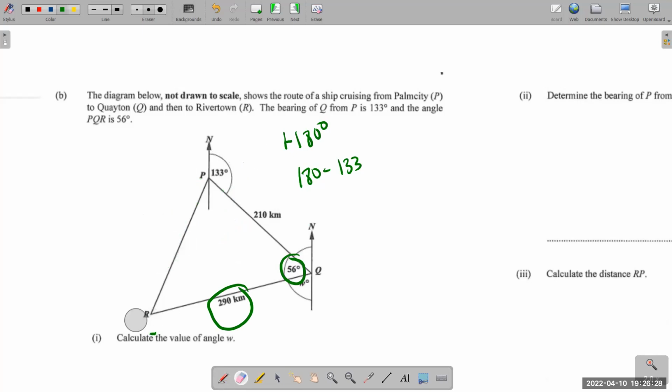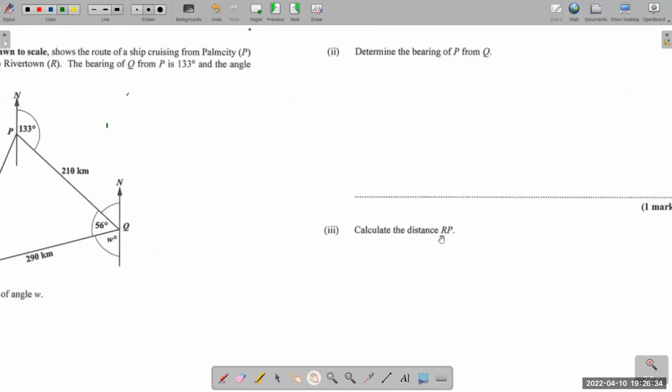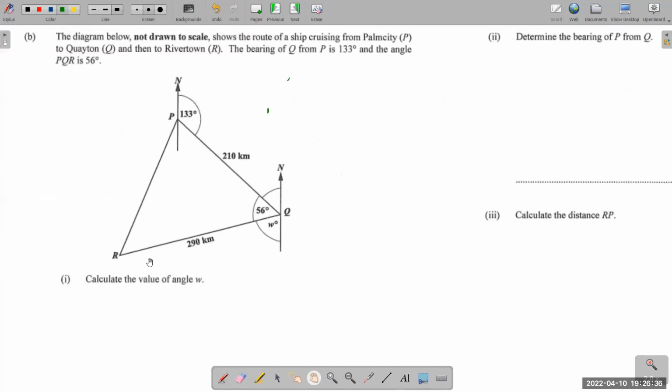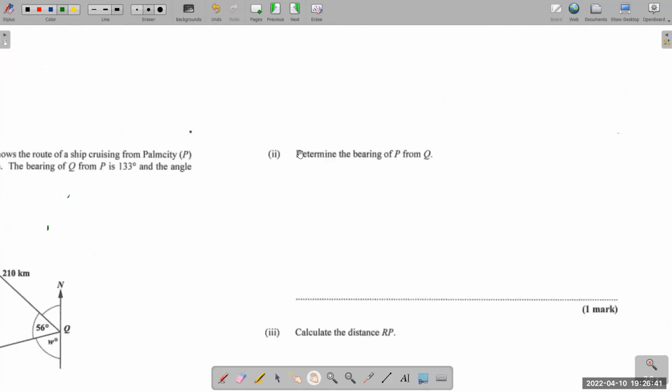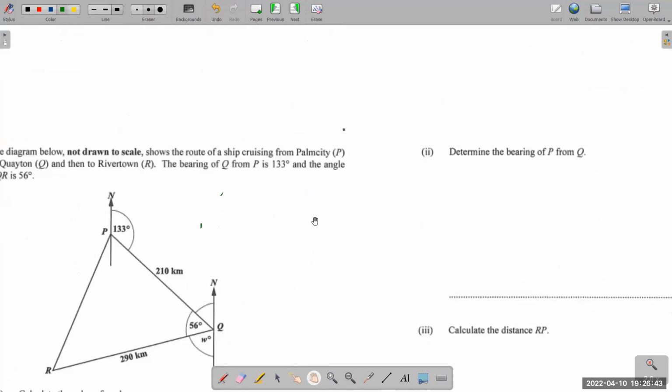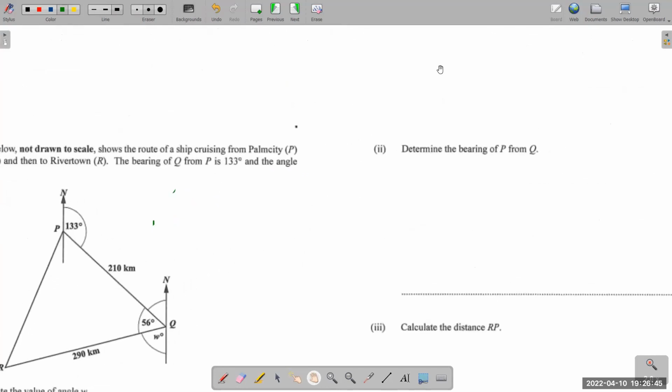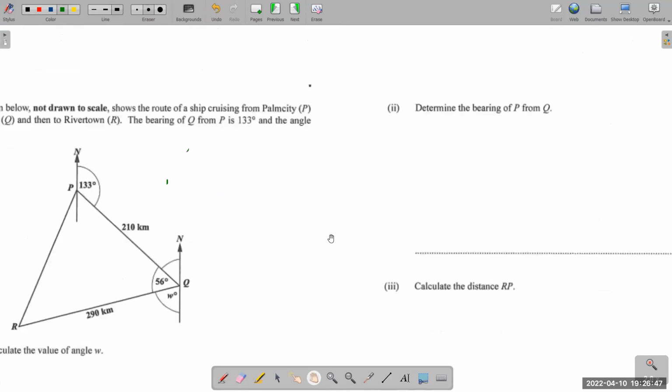So I hope everybody sees what I'm trying to show you. It's the line of thinking that's important. So we're not going to go through this one, because you see, look at that. Find RP, find the distance RP. That's the cosine rule. Find angle W. We know how to find W. Determine the, oh, look at that. Same thing. Determine the bearing of P from Q. Where's that?